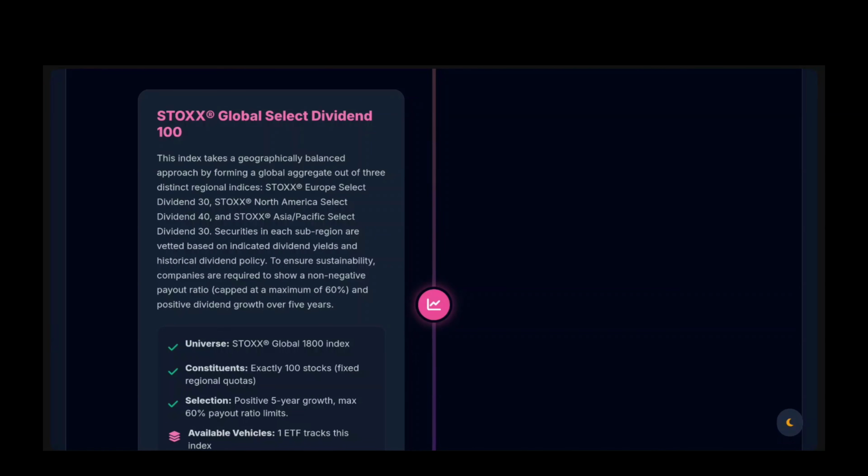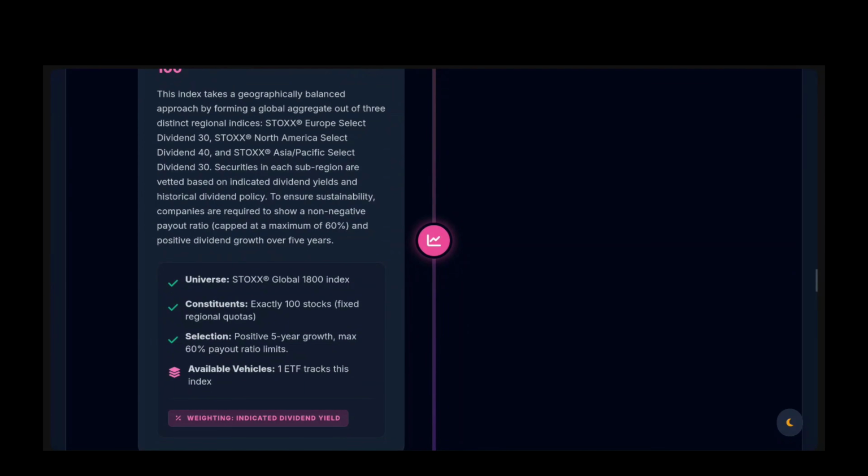The universe is the STOXX Global 1800 Index. Constituents, exactly 100 via STOXX fixed regional quotas. Selection, as I said earlier, positive 5-year growth, maximum 60% payout ratio limits. Available vehicles, one ETF tracks this index and its weighting is indicative dividend yield.